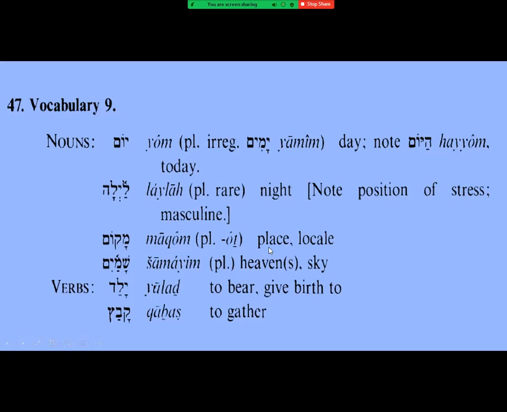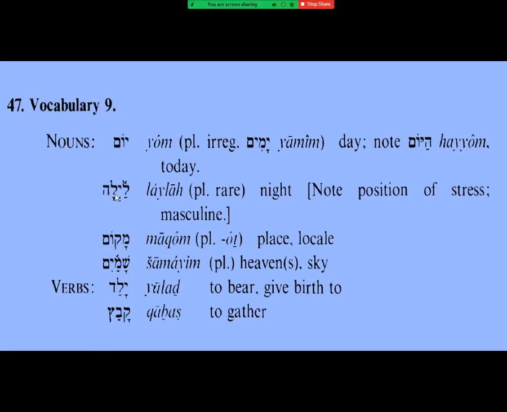Time for vocabulary. Okay, the word yom is the word for day. Yamim is the plural then, that means days. And hayom would mean the day, meaning the most important day. Today is the day, so hayom is the day. So if you're ever going to say today, it just means hayom, or hayom means the day, today.